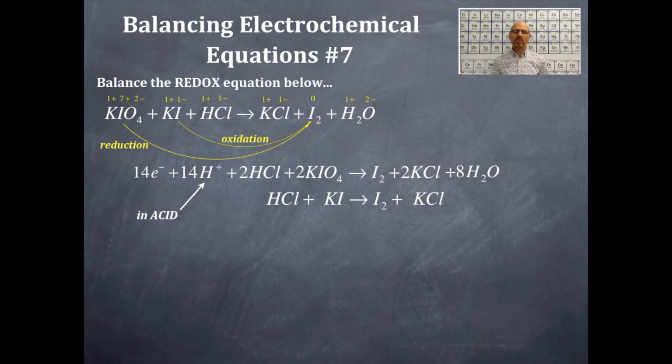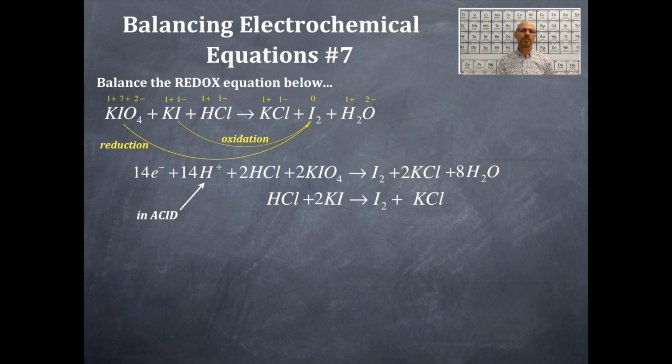All right, now what we have done is balanced that reduction half reaction for charge and for mass. Now I need to deal with the oxidation half reaction for both charge and mass. But before I get to charge and mass, I need to balance all other elements first. Okay, so how many iodines are on the reactant side? 1. How many iodines on the product side? 2. So I need a 2 stoichiometric coefficient in front of the KI.